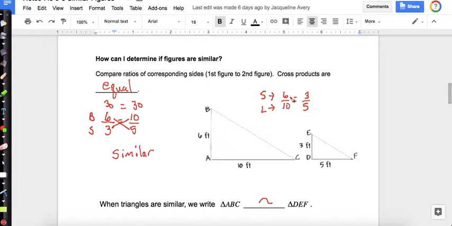And notice, once again, 6 times 5 is 30. 3 times 10 is 30. So it doesn't matter how I set up my proportion. If they are in fact similar, they will come out to be the same.